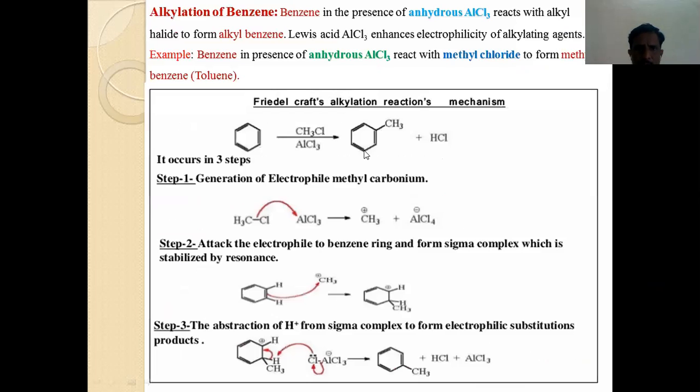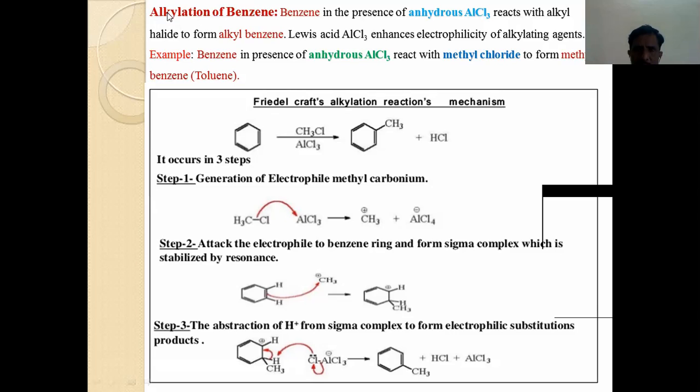So next reaction. I have just shown in the first slide, there are two types of the Friedel-Crafts reaction. One is Friedel-Crafts acylation, another is Friedel-Crafts alkylation. So we are going to discuss the alkylation. Now in the first slide, in the first reaction, that is acylation, I have put in front of you the meaning of acylation. Similar to that, I want to share the meaning of alkylation.